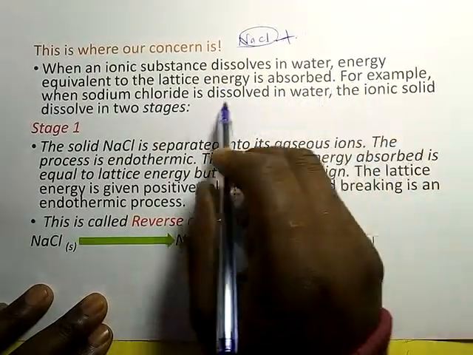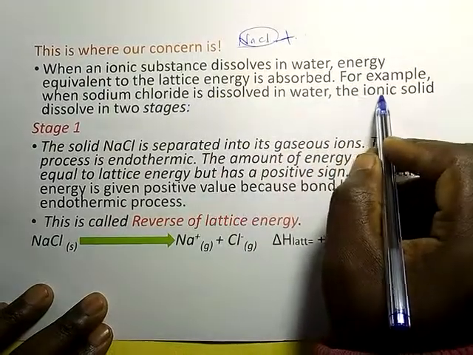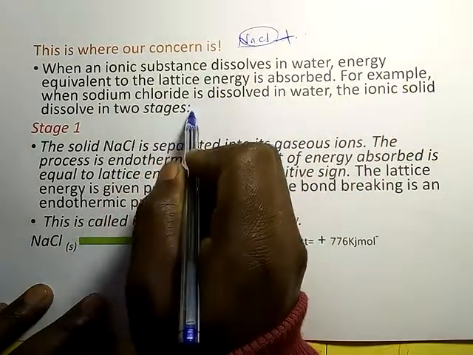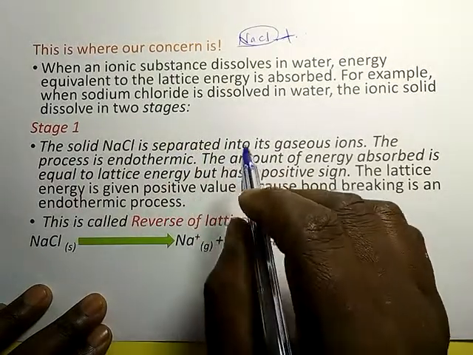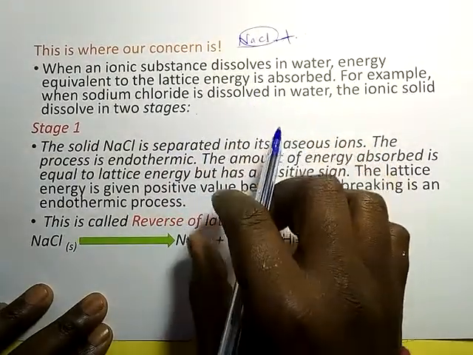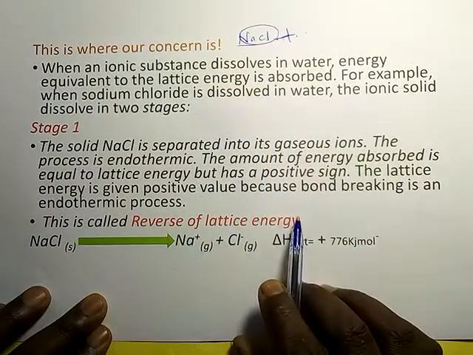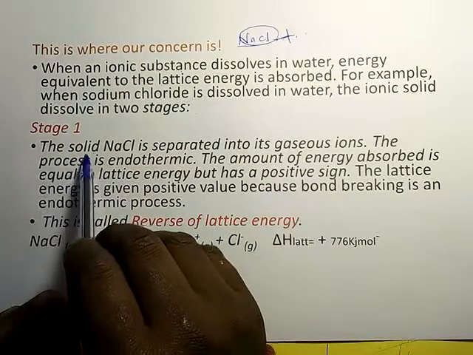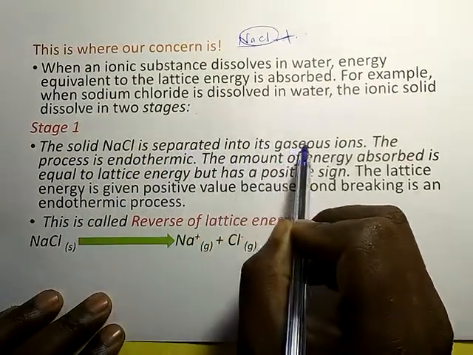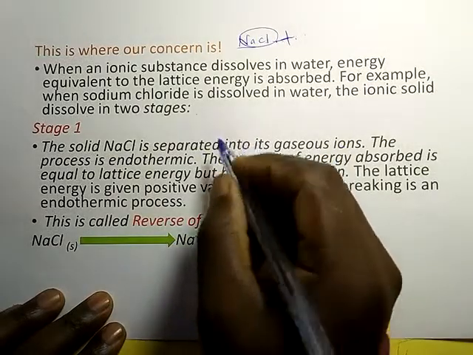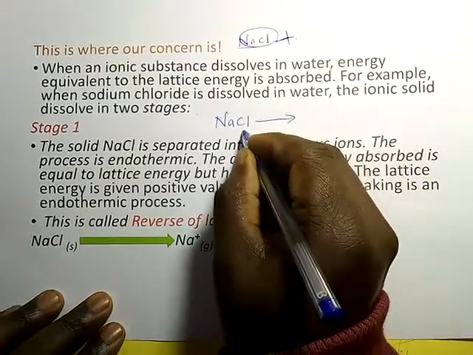For example, when sodium chloride is dissolved in water, the ionic solid dissolves in 2 stages. It doesn't just dissolve. Stage 1, the solid sodium chloride is separated into its gaseous ions, meaning that sodium chloride is broken down. That is bond breaking.